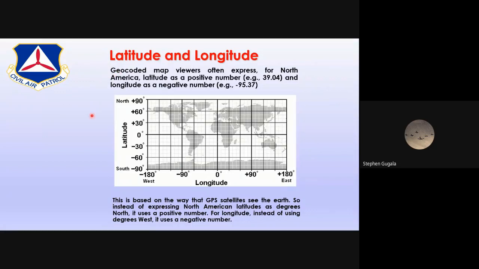This is going to confuse the issue just a little bit because of the age of GPS. Geocoded map viewers often express North American latitude as a positive number and longitude as a negative number. That's because of the way that the GPS satellites are programmed to see the Earth. And you may find that you are dealing with a partner unit or partner organization or client that is using geocoded map references. So you'll need to be familiar with how to decipher and work with those.